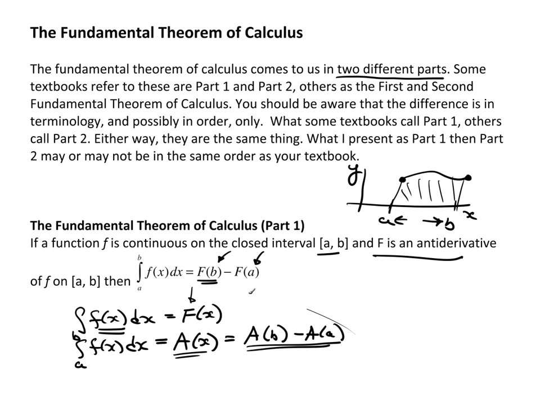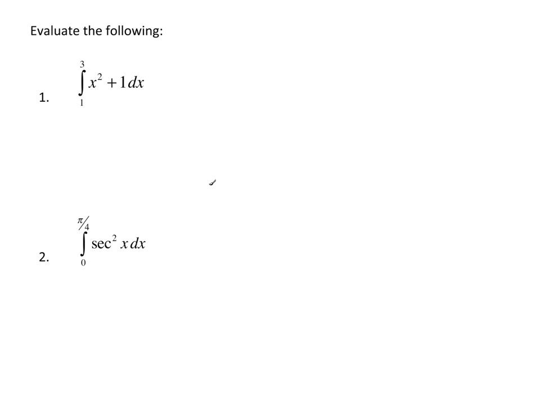So with this basic idea in mind, let's evaluate a couple real quick and see what we get. Let's evaluate from 1 to 3 of x squared plus 1 dx. The first thing I'm going to do is find the antiderivative. The antiderivative will be x cubed over 3 plus x. That's exactly what you would do if you solve this without the lower and upper bounds. This is simply the antiderivative. But now I'm going to evaluate from 1 to 3, and the common notation is a vertical bar with 1 and 3, lower bound and upper bound.